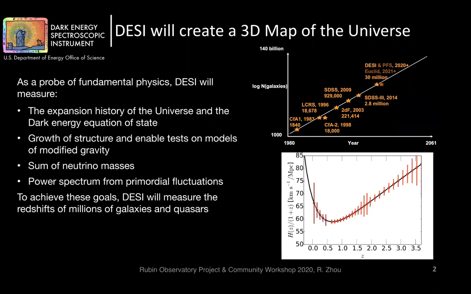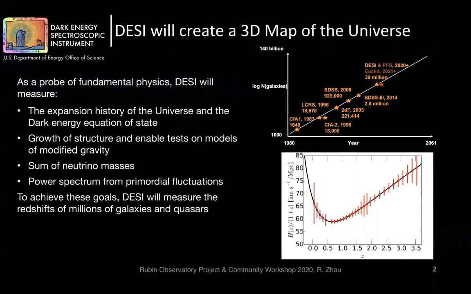The top figure here shows the number of galaxies observed by spectroscopic surveys over time, and DESI will continue this trend with an order of magnitude increase in the number of galaxies compared to previous surveys. The bottom figure illustrates how well we expect to measure the expansion rate as a function of redshift with DESI.